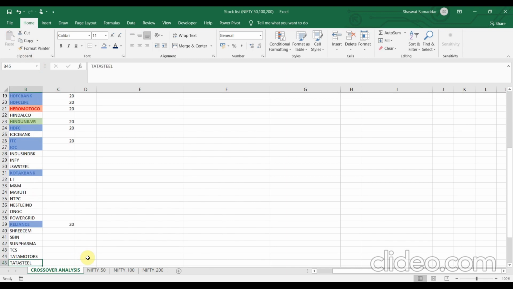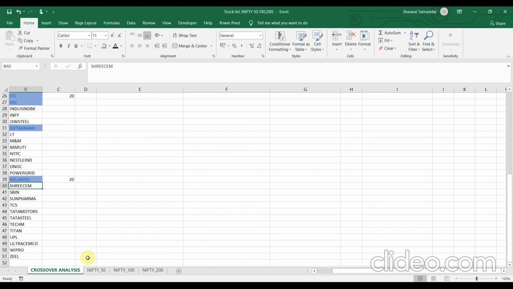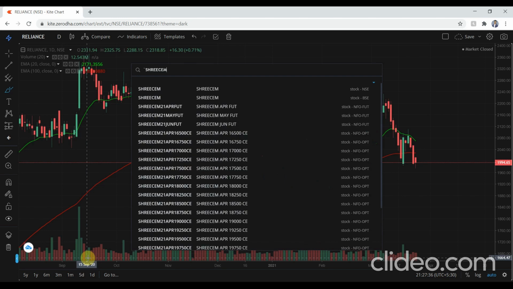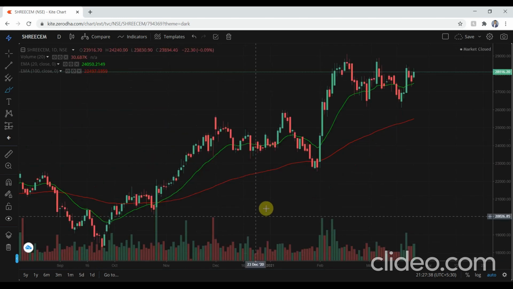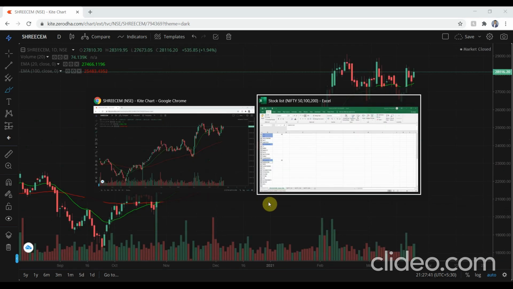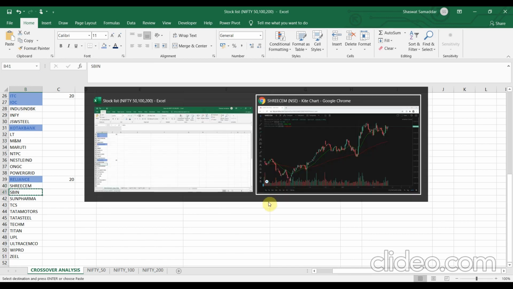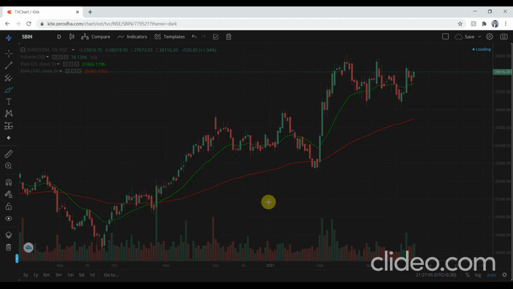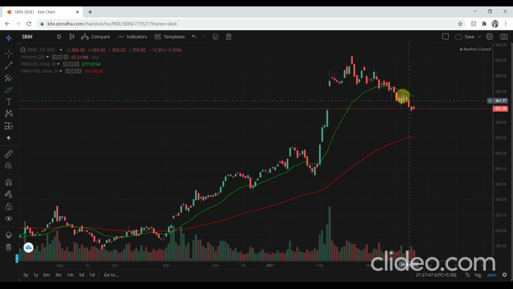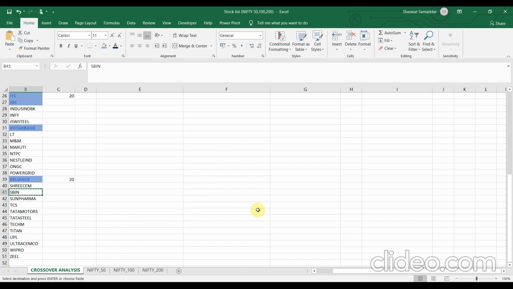Next is Shri Cement. It's well above the 100 EMA. Next is SBIN. SBIN is starting to show a downward trend, but the 20 EMA is still well above the 100 EMA, so we'll ignore this.